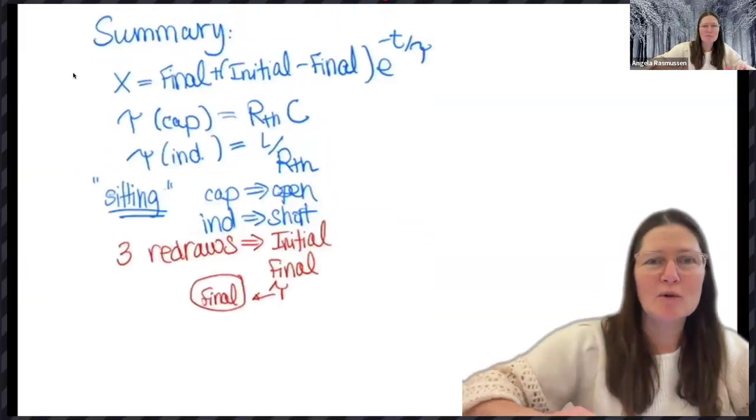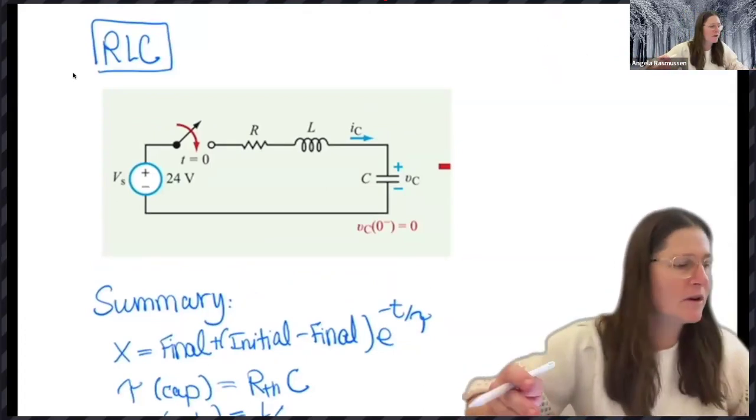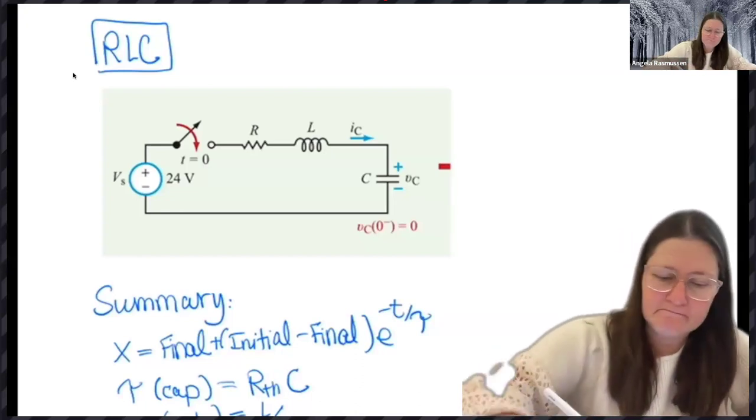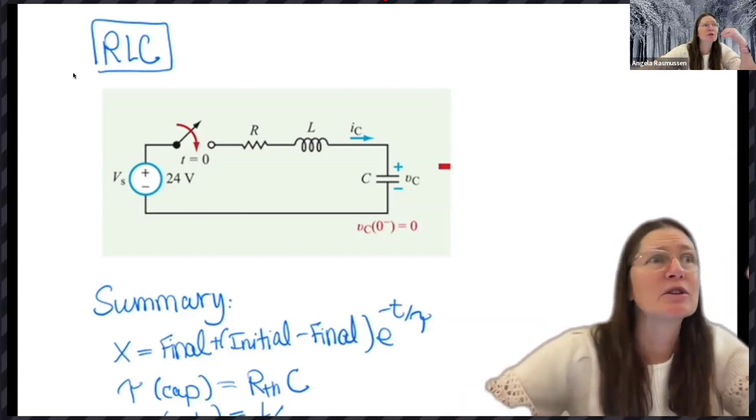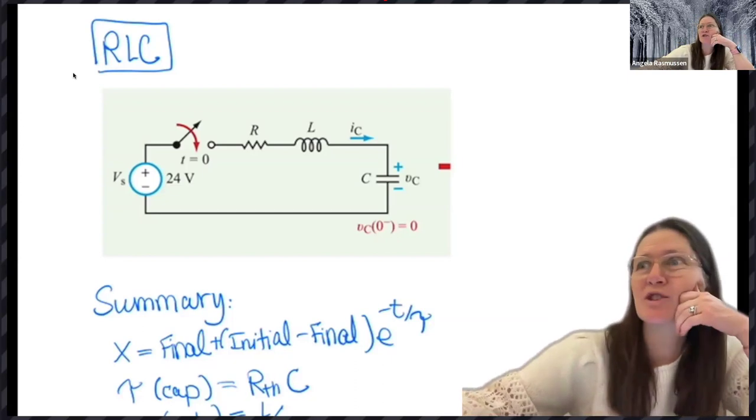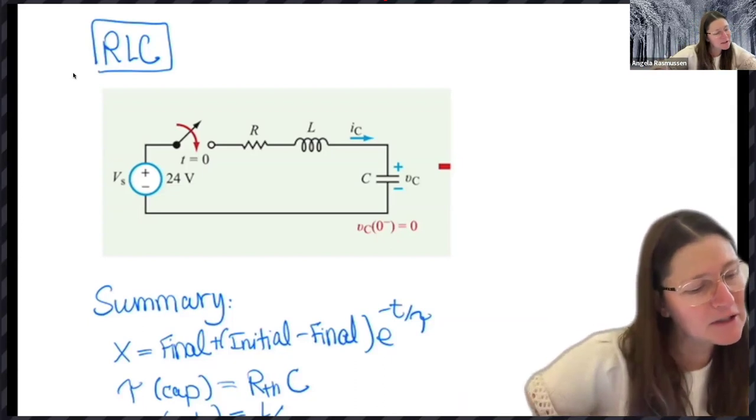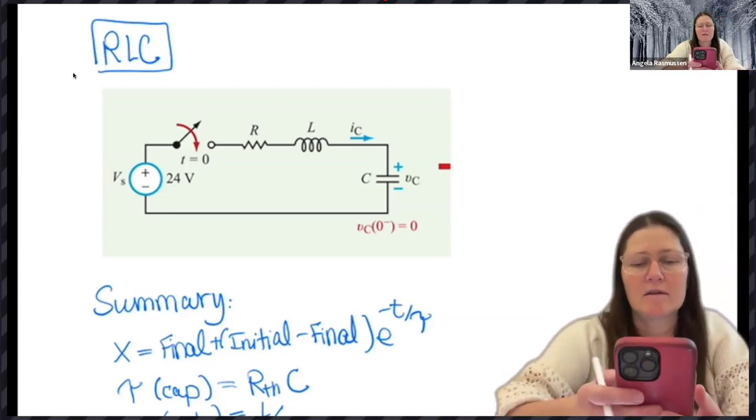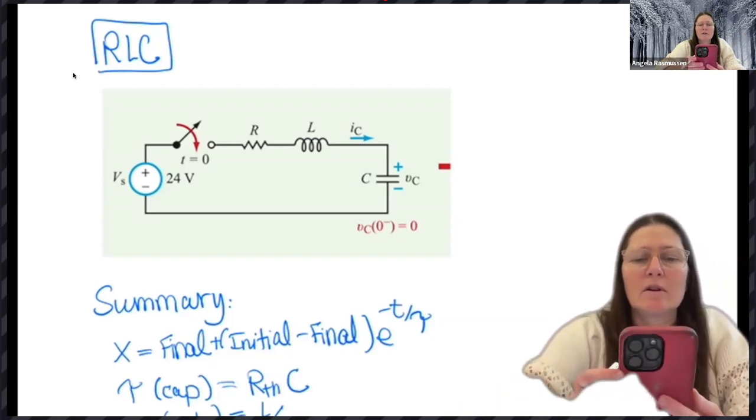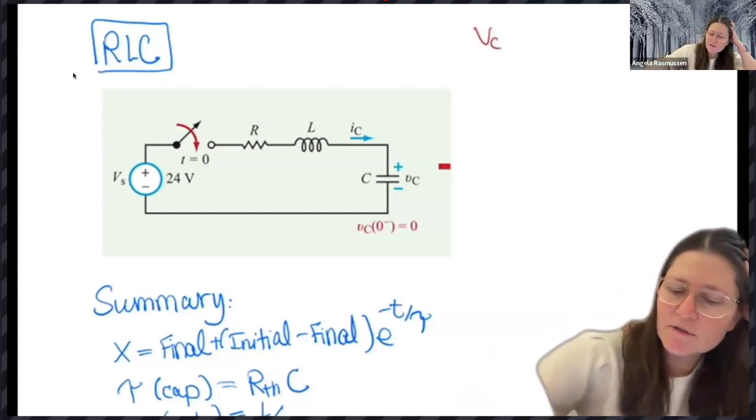Okay, so we're gonna move into the derivation of RLC now. So, what do we know? Whenever I approach a problem, I like to say, what do I know from this problem? So looking at this, what equations do you already know? If I'm trying to solve this for series VC, say I'm trying to solve this for VC of t.